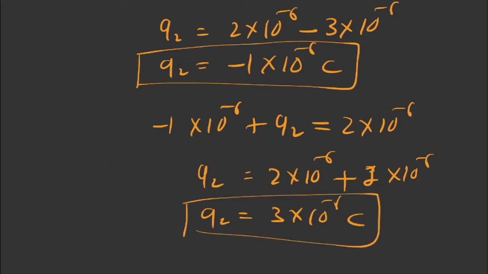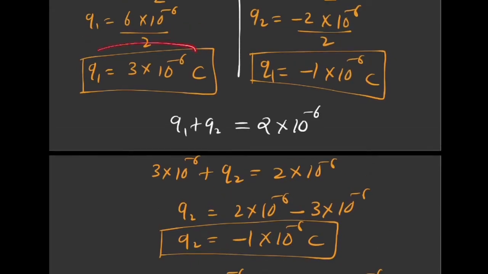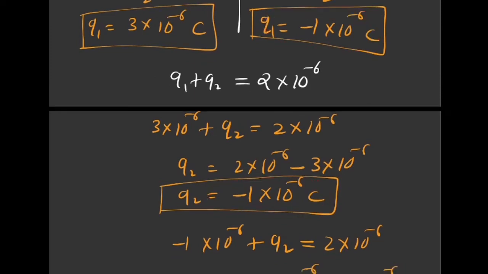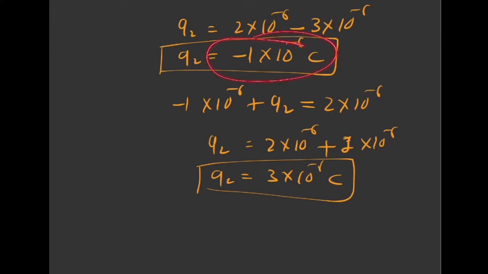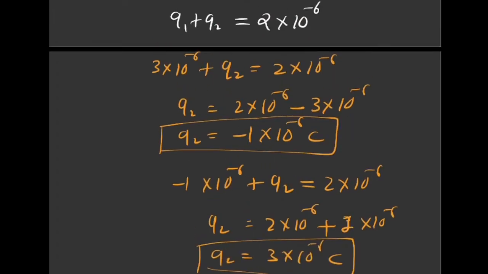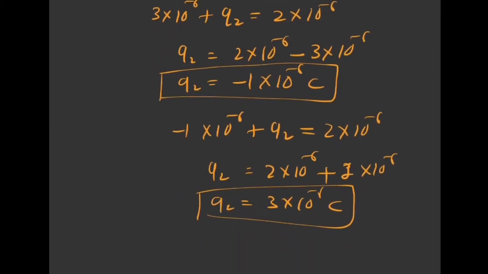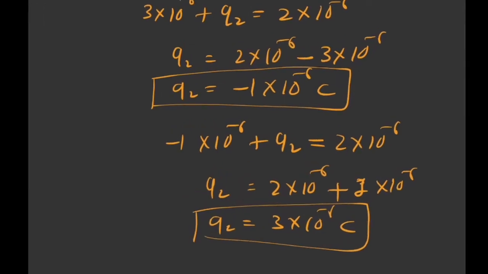Okay, so when q1 is this, what will q2 be? This. And when q1 is this, what will q2 be? This. That's it. So finally the value of q1 and q2: if q1 is 3 into 10 to the power minus 6 coulomb, q2 is minus 1 into 10 to the power minus 6 coulomb. If q1 is minus 1 into 10 to the power minus 6 coulomb, q2 becomes 3 into 10 to the power minus 6 coulomb. So this is the answer we got finally.